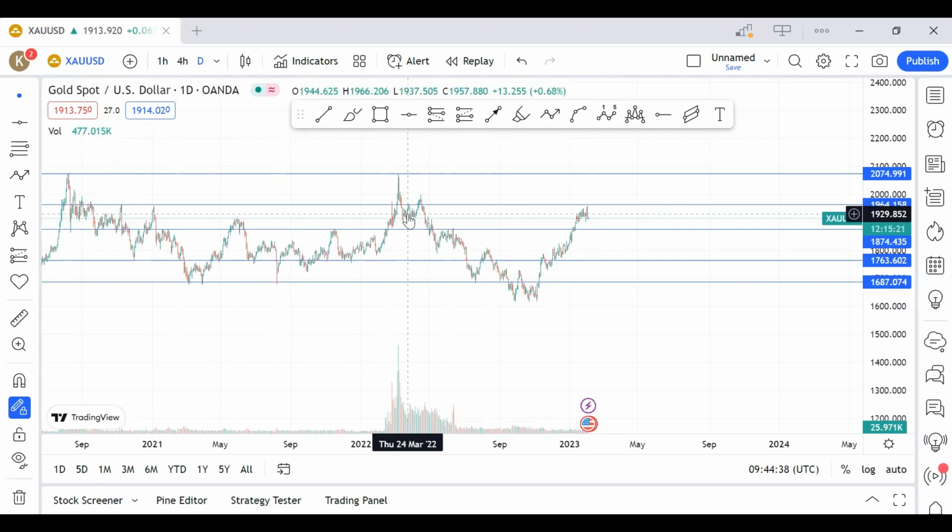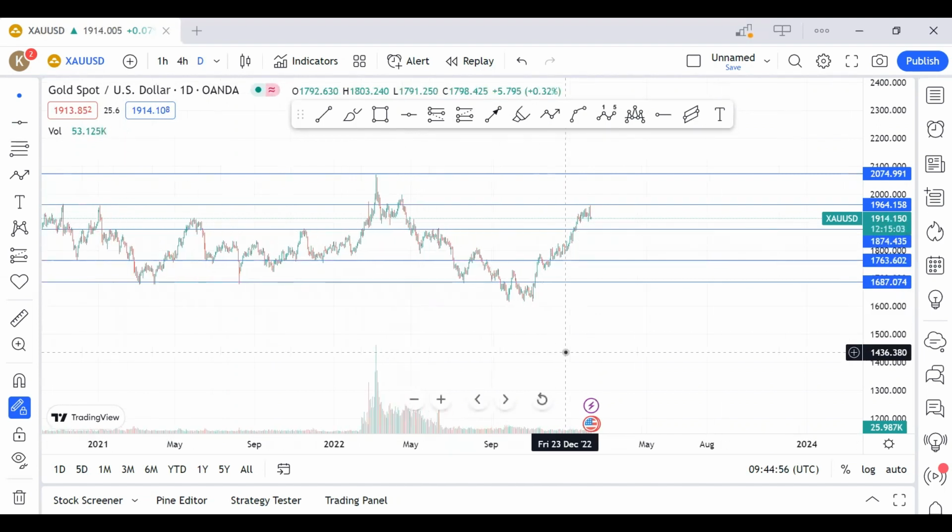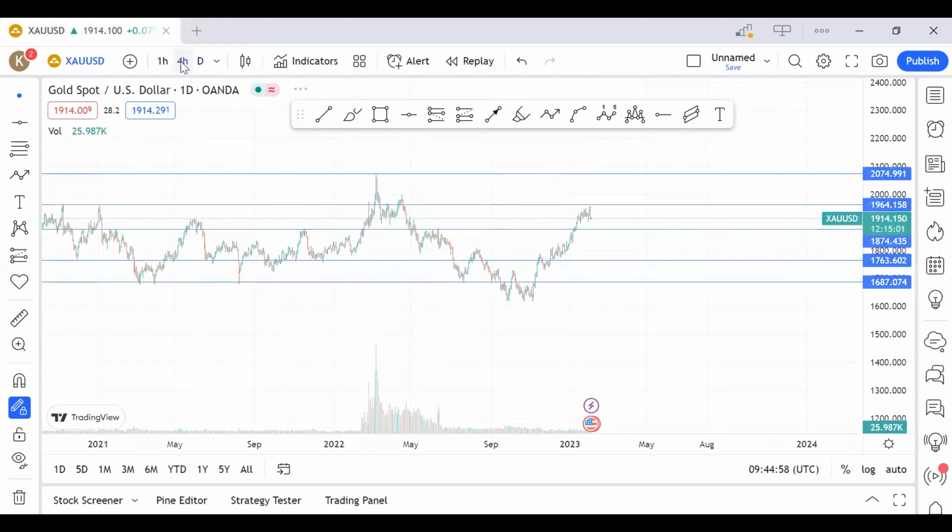Okay, so since we're currently here, I won't say that it's a good time to take a trade as of yet, but I'll show you why I say it's not a good time to take any trade as of yet. So also remember, guys, that you also highlighted this level, and this level. Okay, so let's move into a 4-hour time frame.